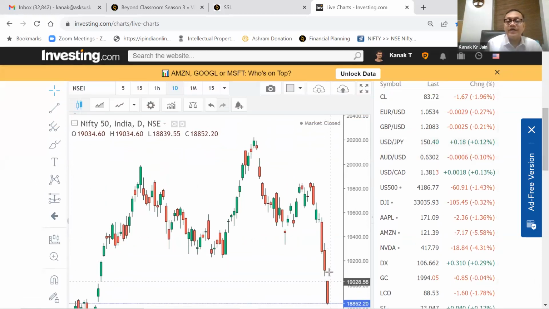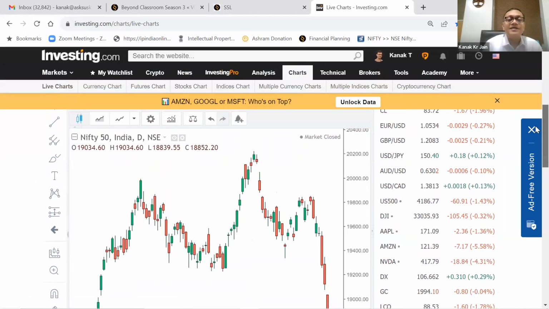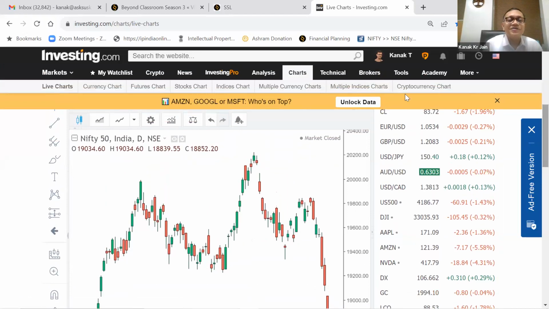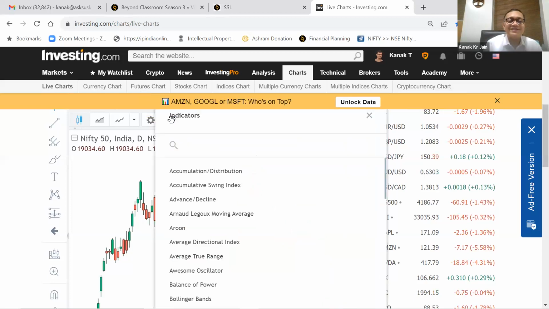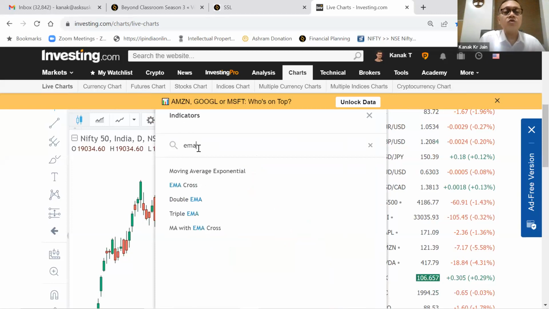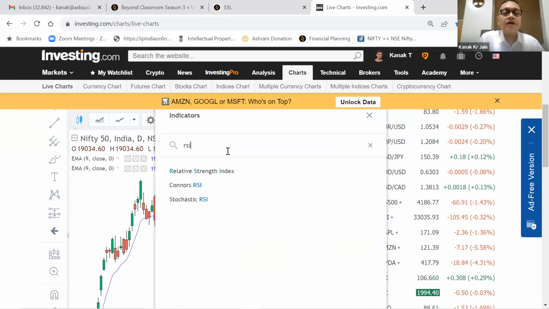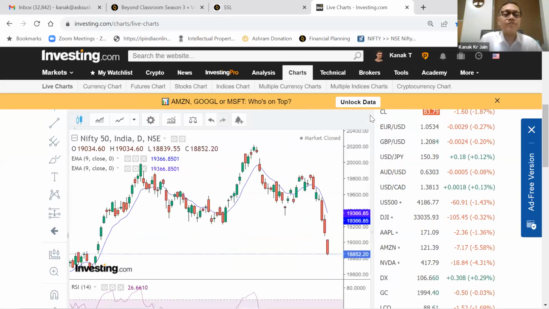Looking at the last two-three days of data, this week is very, very clear. So once we apply the exponential moving average, I've taken two of them, and then we will also take RSI.